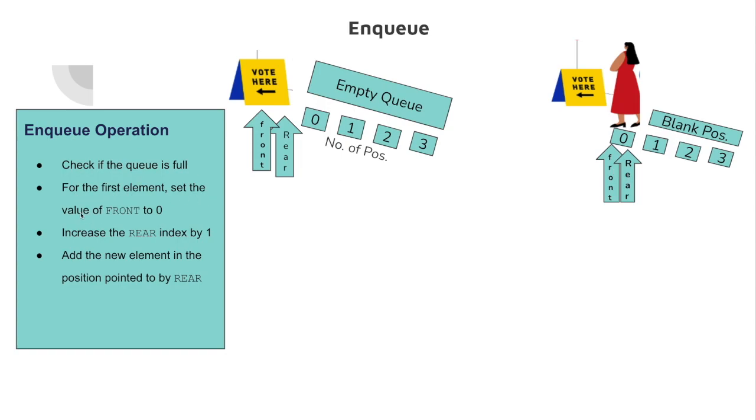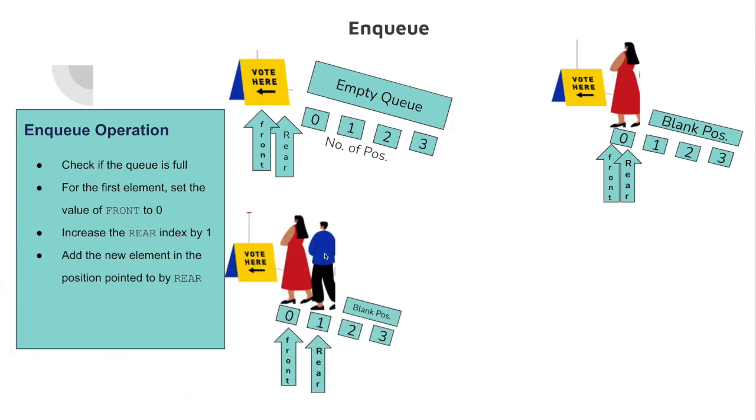For the first element, set the value of front to 0. So we have set the value to 0, or we increased it by 1. It was -1, now we have increased it by 1. Now we have increased the rear index by 1 as well. Previously it was -1, now it is 0.